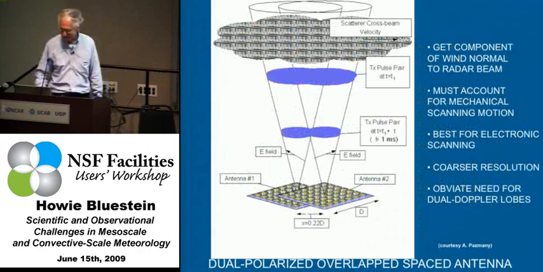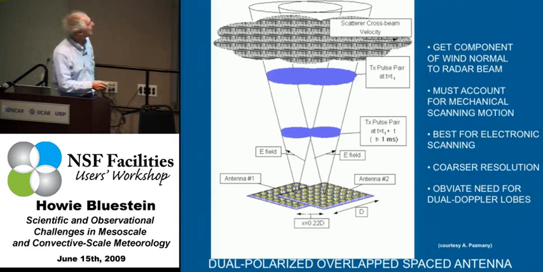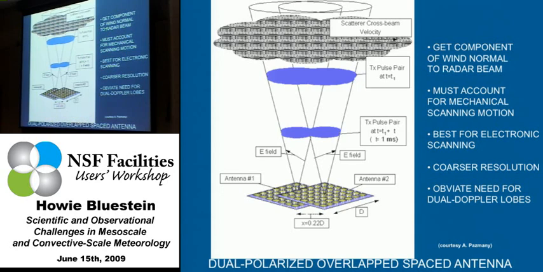Dual polarized spaced antenna. This was a technique where you take two antennas close to each other, and you try to get the wind component normal to the radar beam. We originally tried to do this using a mechanically scanning radar. Turned out that the radar was misdesigned. This is probably best for electronic scanning.